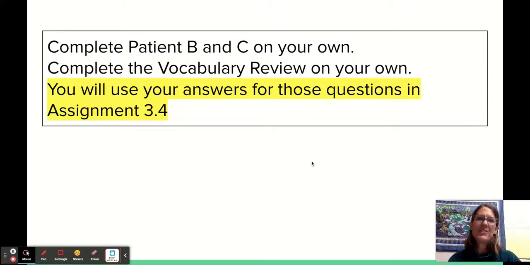Now you complete patient B and C on your own. Please complete the vocabulary review on your own, and you will use your answers for those questions in assignment 3.4. So once you have them written in your notes, you'll go to 3.4. You might want to do that right away so you don't have to find this again when you're not sure where it might be. I hope you will look at it to study, but it might be easier just to go to 3.4 right now after you fill it in and then enter those answers into the Schoology assessment so you can get your feedback. Thanks.